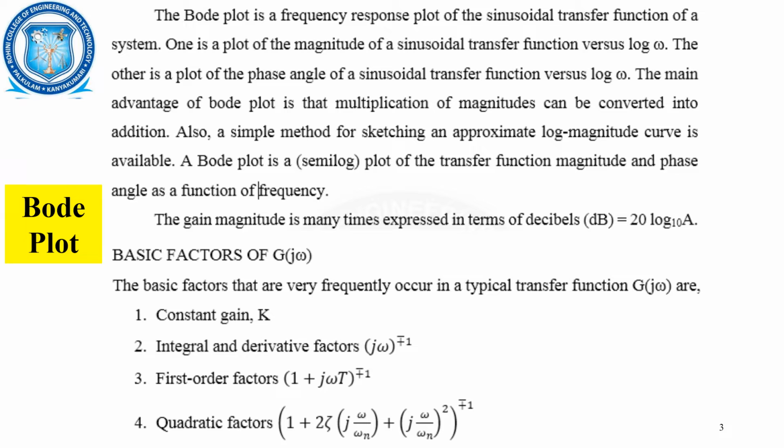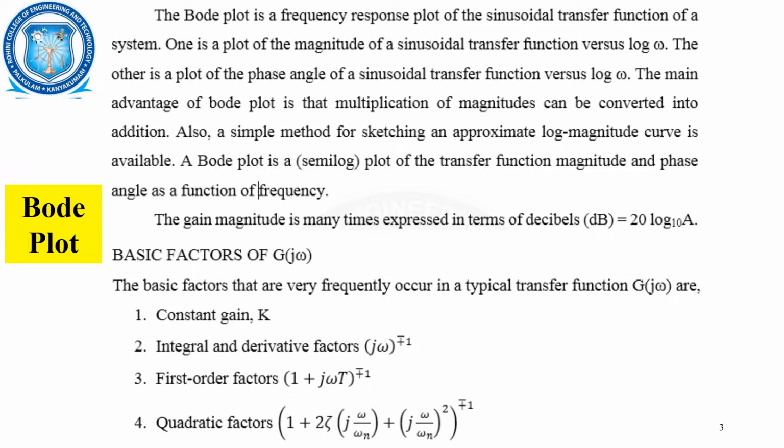So what are the basic factors of the transfer function? They are: first, it may be a constant gain. Second, it may be an integral or derivative factor. That is, if it is an integral factor, it is 1 by j omega, and if it is a derivative factor, it is j omega.